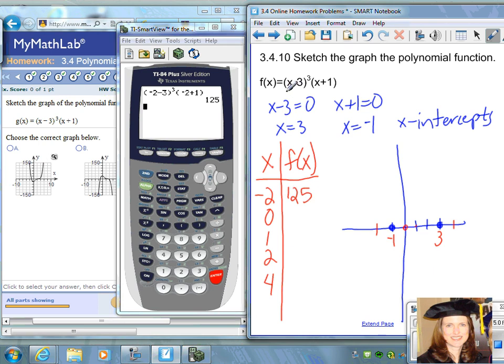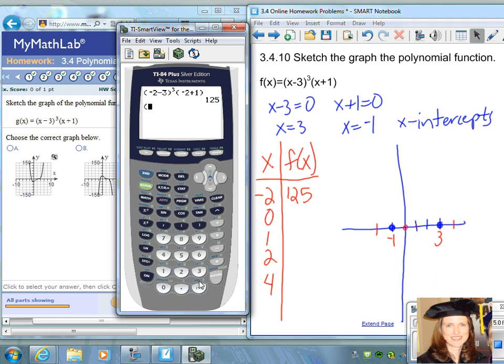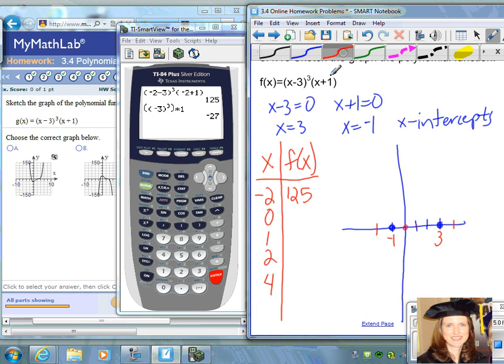I simply plug in negative 2, so negative 2 minus 3 is negative 5. It's negative 125 times negative 1, you get a positive 125. If you plug 0 into this, 0 minus 3, that's going to be negative 3 to the third power, times 0 plus 1 is times 1. And that we get negative 27. So when x is 0, we get negative 27.